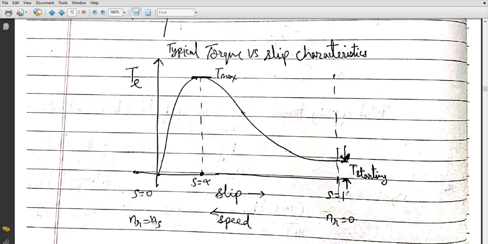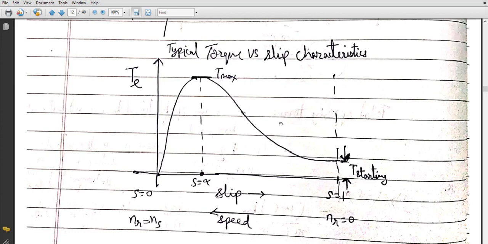Okay, now one thing more. This is at s equals 1, meaning at starting, when your rotor is stationary. The electromagnetic torque which you are obtaining is known as the starting torque, the starting electromagnetic torque, because here the slip is equal to 1. The rotor has not yet started rotating. The rotor is still stationary. So this torque is known as your starting torque. Okay, keep this in mind.